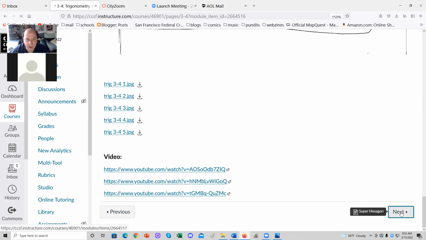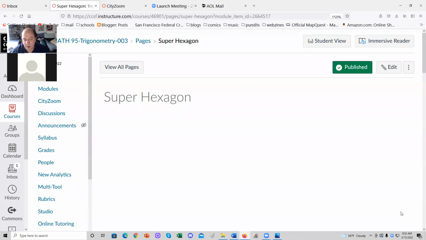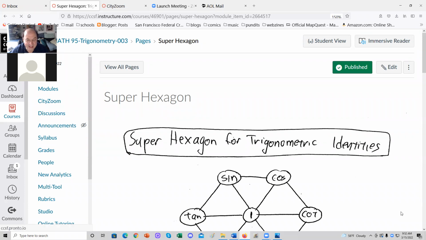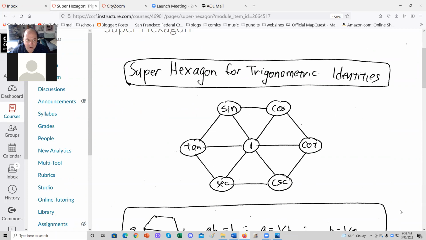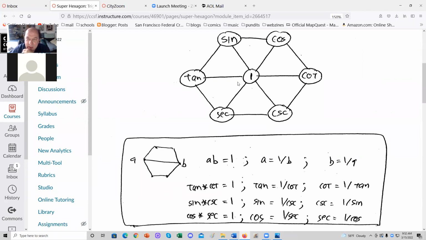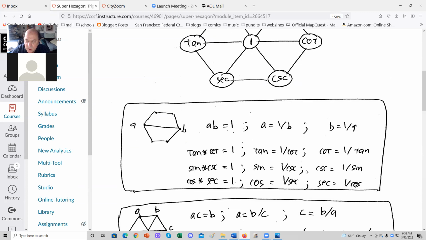Now, later we will be seeing other identities. But before I go on, I've included in the modules this thing I found on the web. I found it so charming, I put it up. It's called the super hexagon for trigonometric identities. It looks like a hexagon with a 1 in the center: tan, sine, cosine, cotangent, cosecant, and secant. Things that are opposite each other, across from each other, are reciprocals. Tan times cotangent equals 1. Sine times cosecant equals 1. Cosine times secant equals 1. Therefore, they're reciprocals of each other.